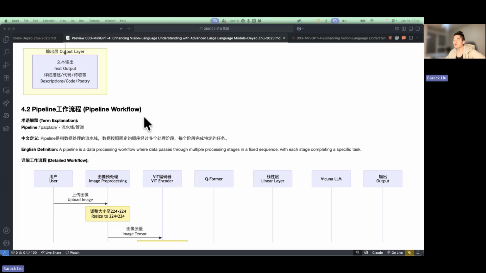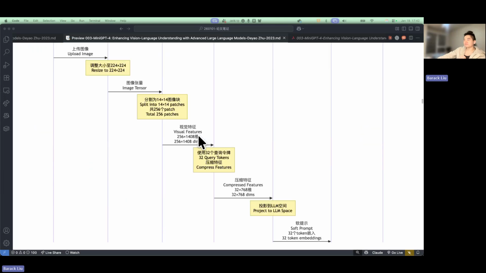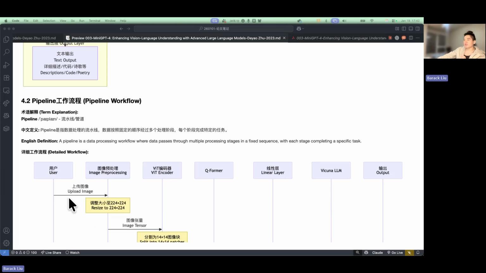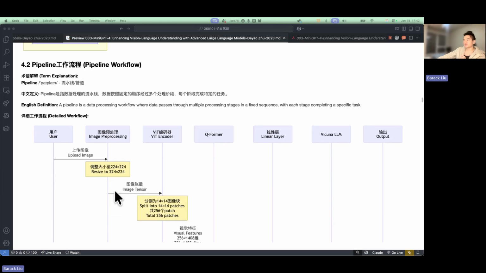Pipeline. A pipeline is a data processing workflow where data passes through multiple processing stages in a fixed sequence, with each stage completing a specific task. So the user uploads the image, and the image is resized into a tensor.